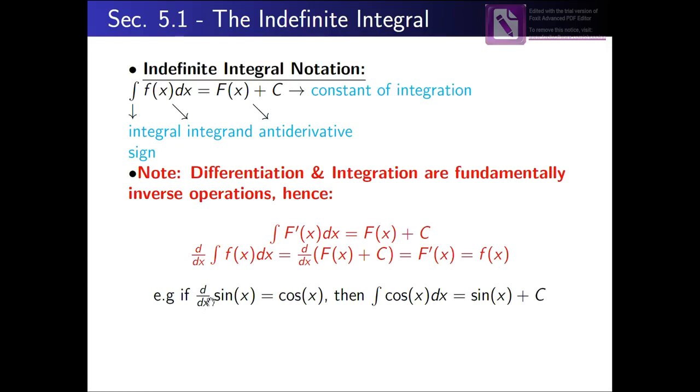For example, if we have the derivative of sine x, this is cosine x. Now, if you want to find the integration of cosine x, you will go back to the function sine x plus the constant c.